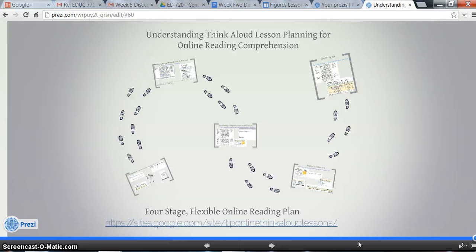Hopefully you can see how any of these could be assimilated into your lesson plans, or perhaps many of these are things that you do already that you would find easily transferable to online content construction and facilitating reading comprehension, online reading comprehension at a high level.